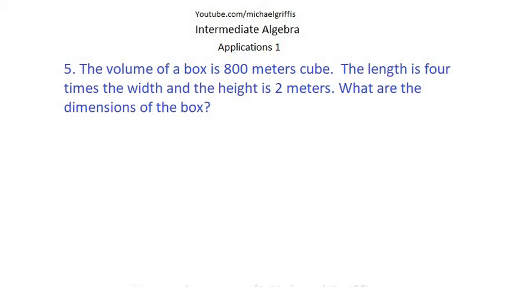Here in problem 5, we have the volume of a box is 800 meters cubed. The length is 4 times the width and the height is 2 meters. What are the dimensions of the box?